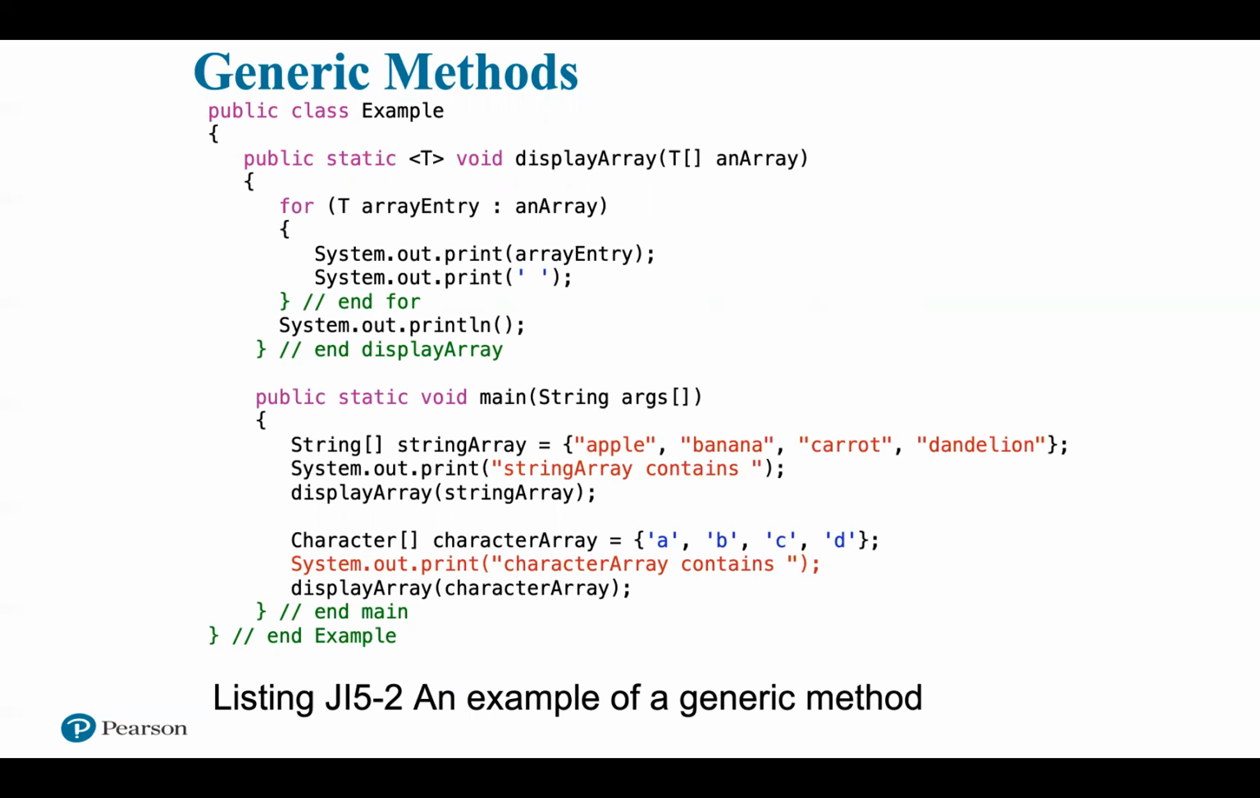You write a type parameter enclosed in angle brackets in the method's header just before its return type. You use the type parameter within the method as you would in a generic class, that is, as either a return type, the data type of the method's parameters, or the data types of the variables within the body of the method. The listing shown here provides an example of a generic method, displayArray, that displays the contents of an array whose entries have a generic type. The main method calls displayArray, passing in an array of strings and then an array of characters.